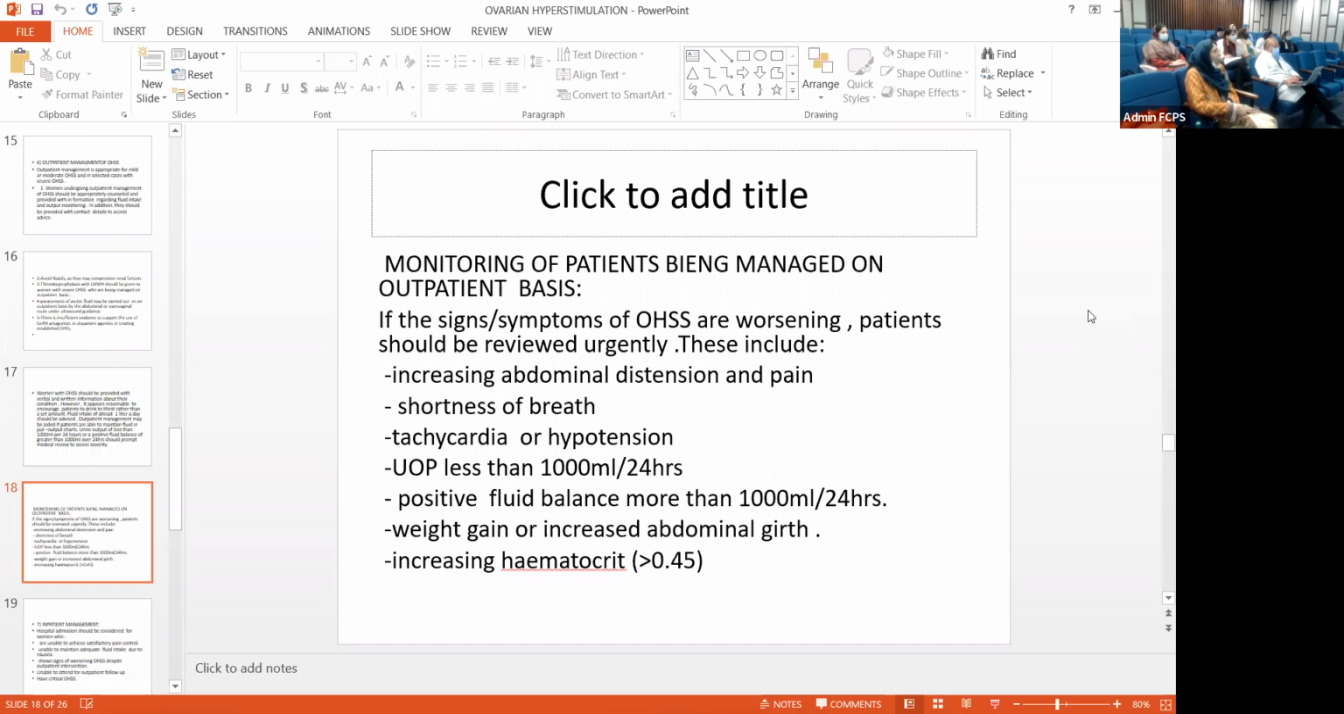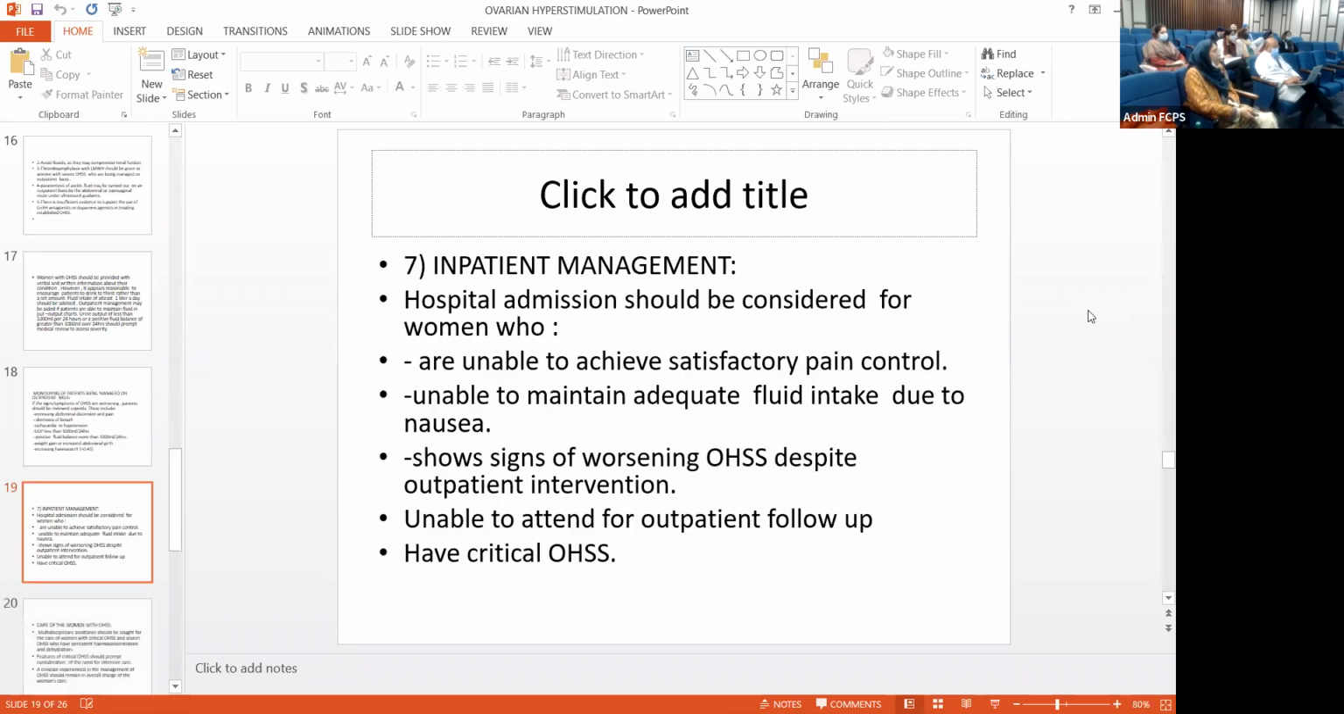Monitoring of the patients being managed on an outpatient basis. If the signs and symptoms of OHSS are worsening, the patient should be reviewed urgently. These include increasing abdominal distension and pain, shortness of breath, tachycardia, hypotension, urine output less than 1000 ml in the past 24 hours, positive fluid balance more than 1000 ml in the past 24 hours, weight gain, increased abdominal girth, or increasing hematocrit which is more than 0.45. Inpatient management. Hospital admission should be considered for women who are unable to achieve satisfactory pain control and unable to maintain adequate fluid intake due to nausea, or who show signs of worsening of OHSS despite outpatient intervention, or who are unable to attend for outpatient follow-up or have critical OHSS.